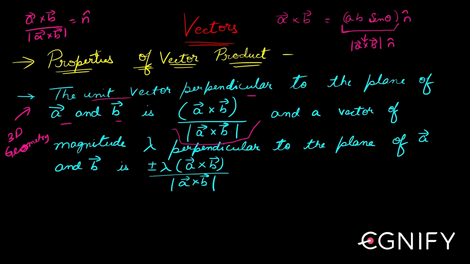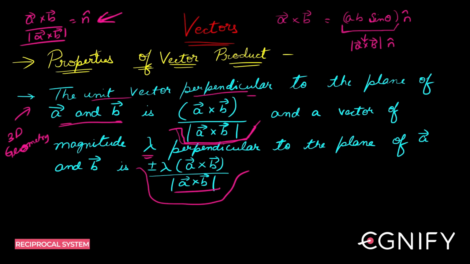The unit vector, which is your n cap, is perpendicular to the plane of A and B. Yes, n cap is perpendicular to the plane of A and B, and this is equal to this quantity, and that's what I've derived. And a vector of magnitude lambda perpendicular to the plane of A and B is this thing. So the same thing, but it is multiplied with plus or minus lambda, right? What does this mean? So let's look at the whole process now, what's happening here. I have a plane.